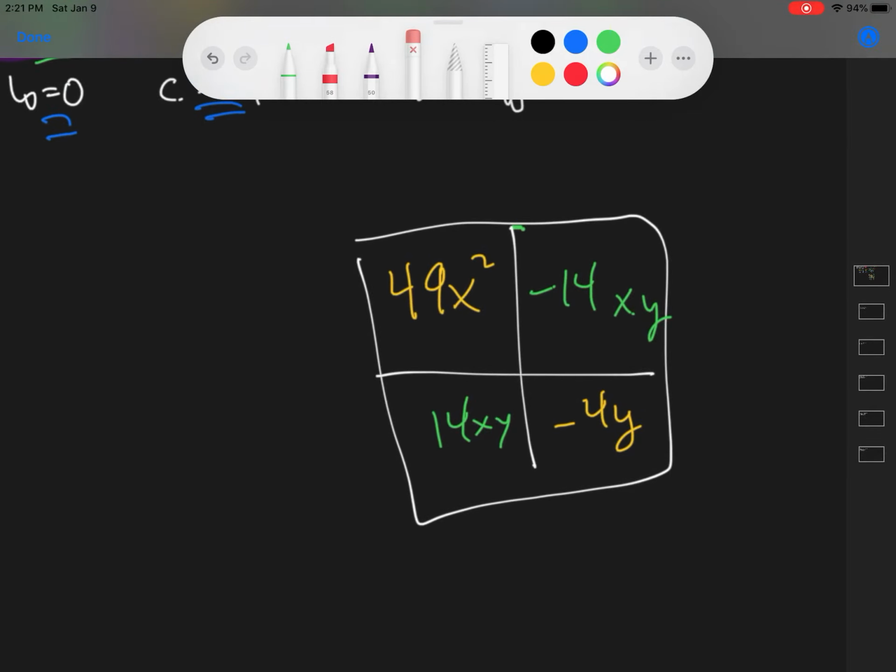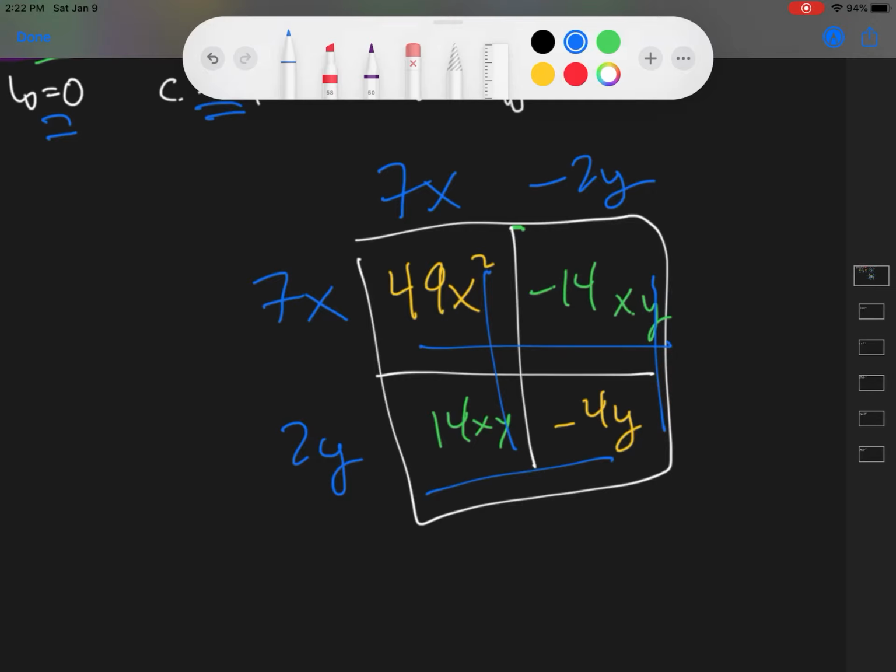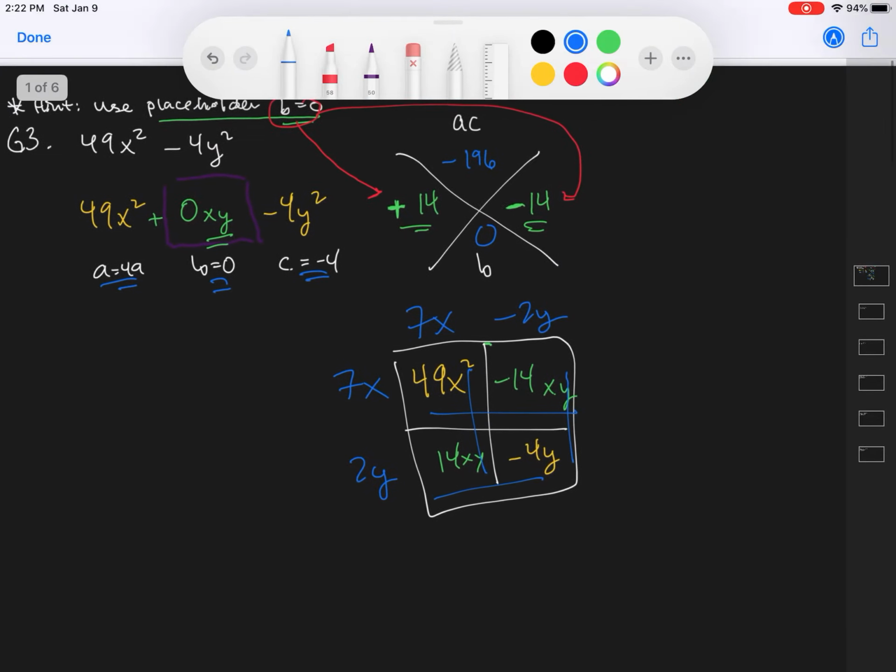Okay. What's the greatest common factor going horizontal? Between these two, that would be a 7 and an x. Okay, going up and down from this direction, what's the GCF? I would say a 7x. Okay, now going up in this column, this would be a negative 2y. Why? Because they both have a negative. And this one going in this direction, what do 14xy and negative 4y have in common? They have a 2y in common.